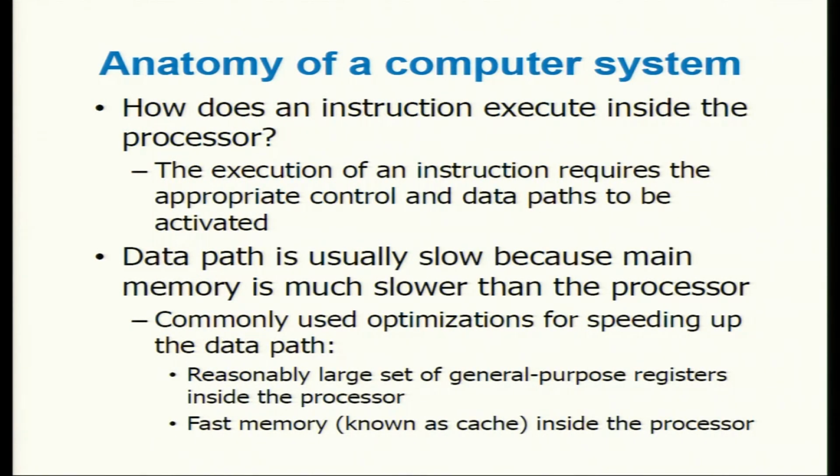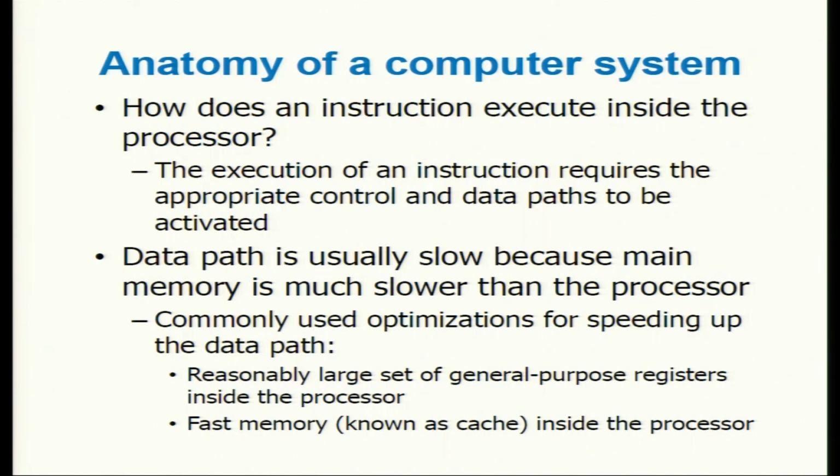Now, the execution of an instruction requires appropriate control and data paths to be activated. Just like I said that. So what we just discussed so far is that the data path involves fetching A and B. The control path involves activating the adder and getting the addition done. And again, the data path involves sending the results to the destination location.